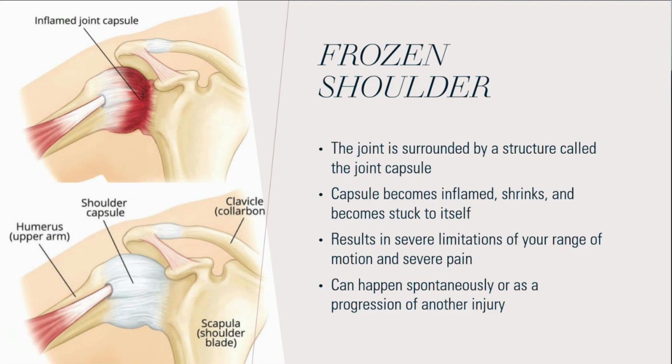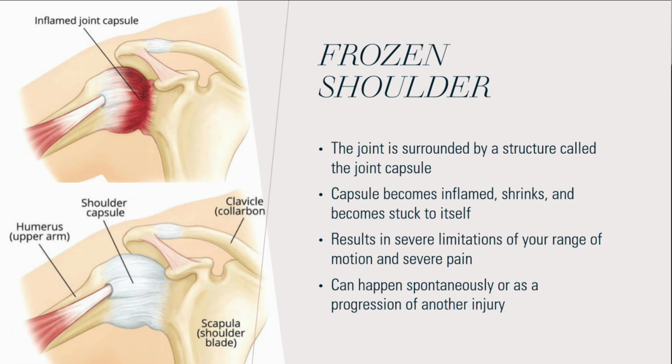One of the last conditions we'll discuss here is frozen shoulder. This one doesn't necessarily involve the rotator cuff. This is involving more of the ligaments and the structure that surrounds the ball and socket joint, which we call the joint capsule. In the bottom left picture, you can see that white that surrounds the ball and socket joint. That's what we call the shoulder capsule. It's sort of helping to hold the ball and socket together.